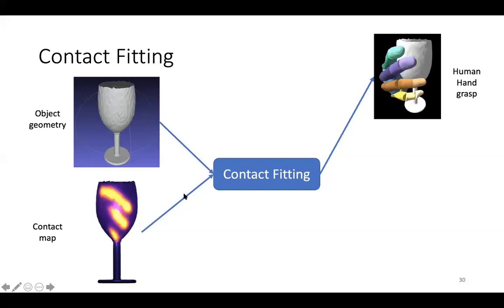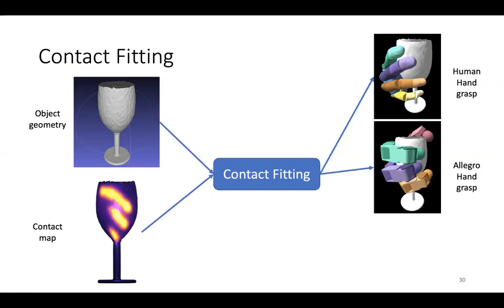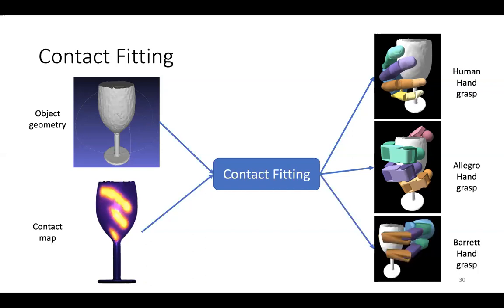Of course, it will be most optimal if the model that you're trying to optimize for is close to the hand that generated the contact map, but you can try to fit other hands with very different geometries. For example, some robotic hands, the Allegro hand, which has 3 fingers and 1 thumb, or even the Barrett robotic hand, which has a completely different kinematic structure. But this kind of algorithm can serve as a bridge to including human demonstrations in robotic grasping algorithms.